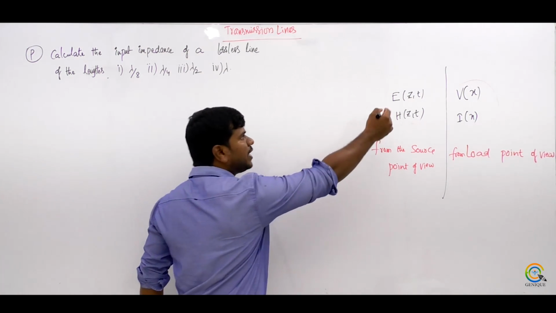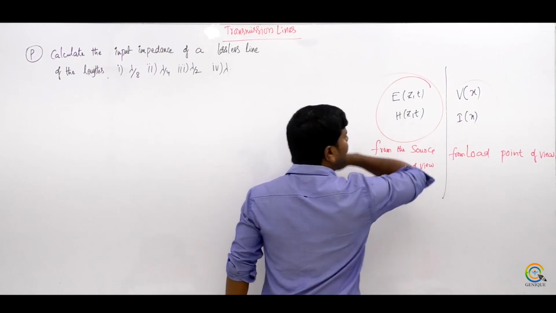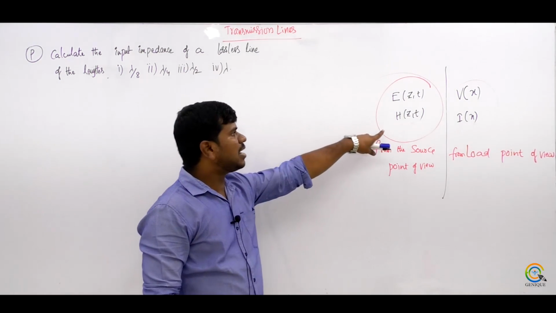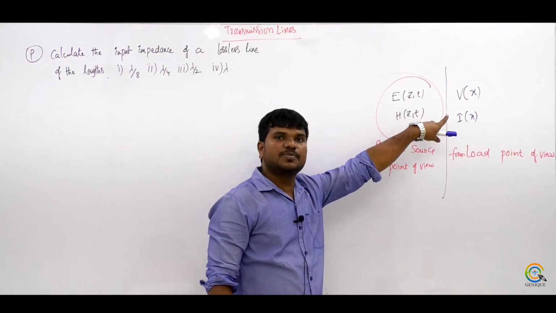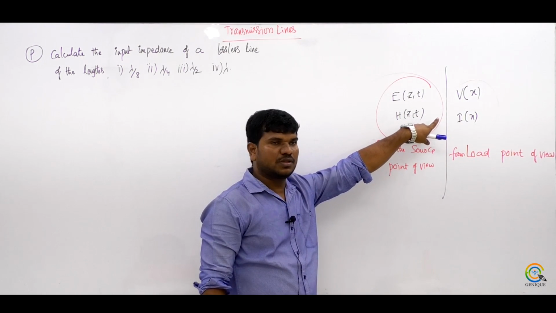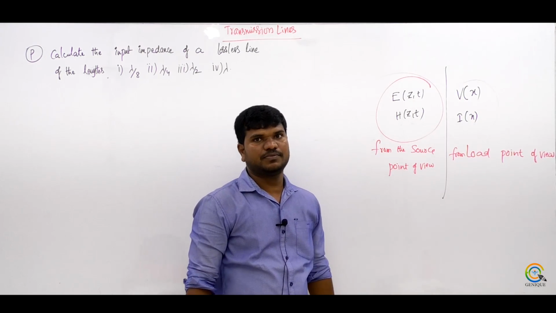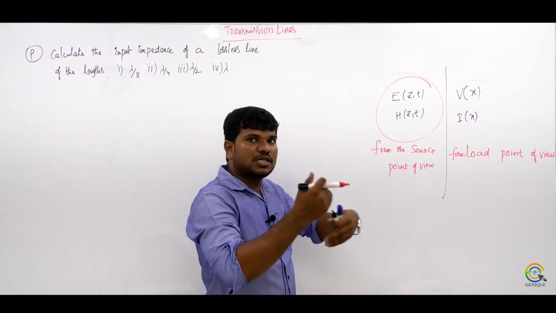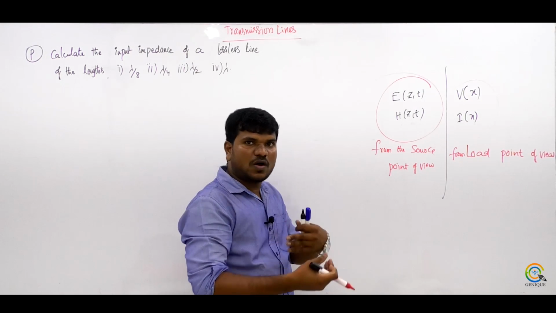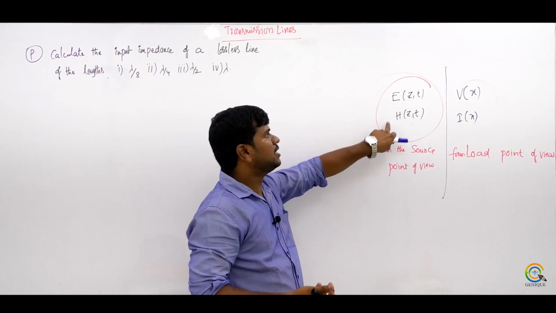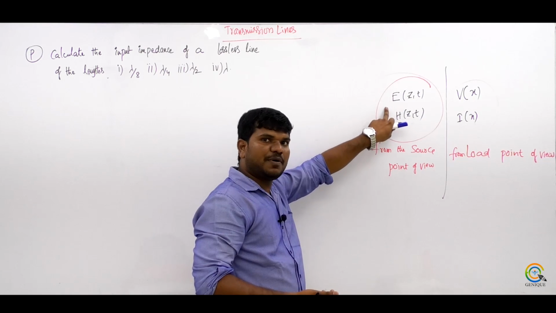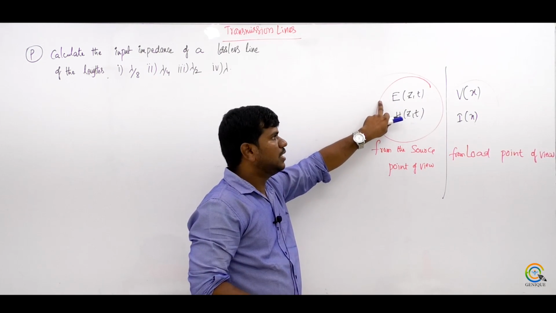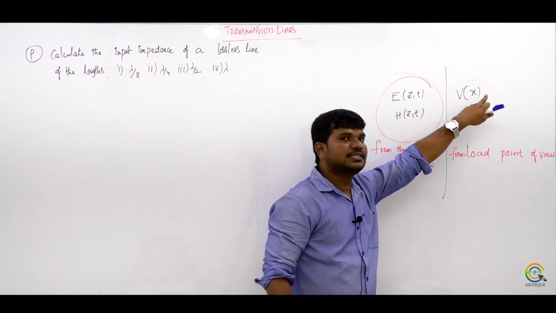So similarly, as we got E of Z comma T and H of Z comma T, we will also be having the solutions for V of X and I of X. For the EM waves, the terms include e power gamma z, e power j omega t, e power alpha z and so on. But here we will be having sines and cosines.